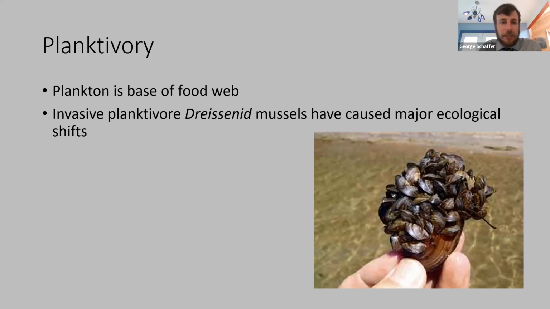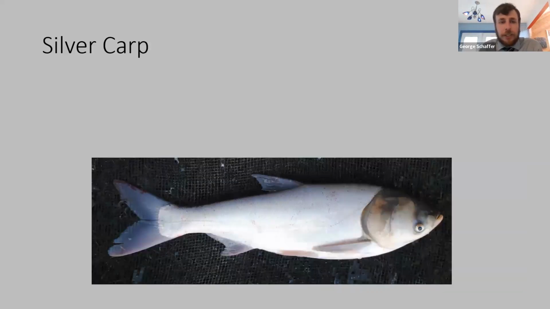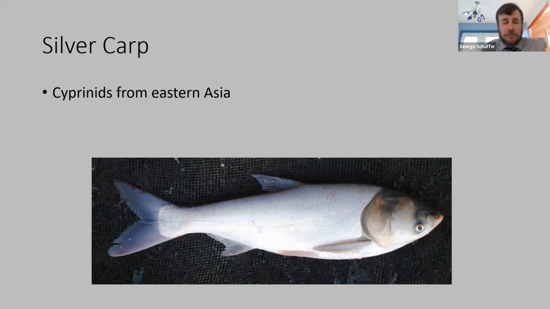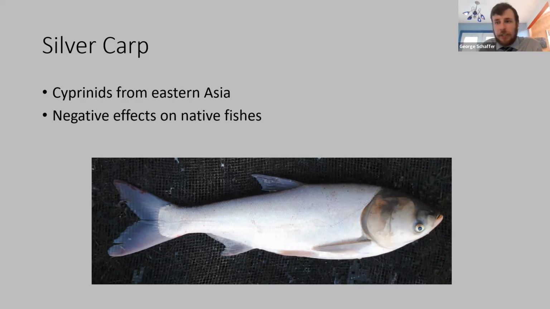An example of an invasive planktivore is dreissenid mussels, and within the Great Lakes where they have invaded, they have caused major ecological shifts. However, in the large rivers of the United States, another invasive planktivore has been introduced, and that is the silver carp. They're cyprinids from Eastern Asia that were introduced to North America for biological control of algae in aquaculture ponds. They have been seen to have negative effects on native fishes, not just native planktivores, but also native sport fishes through exploitation competition at earlier life stages.